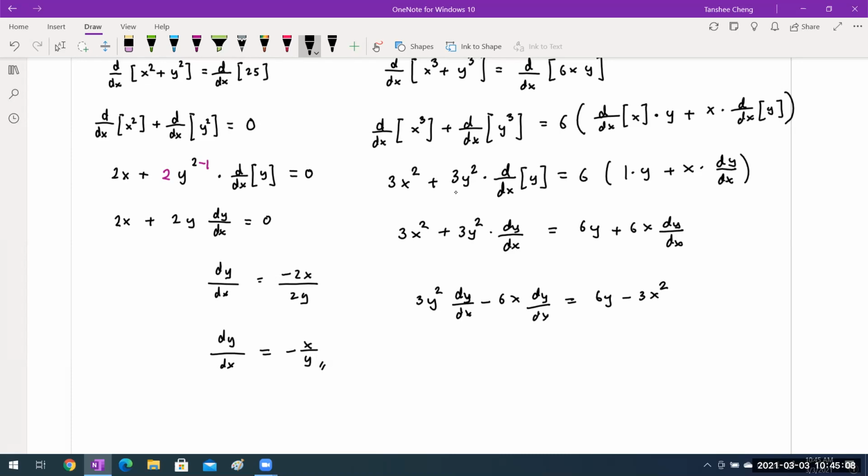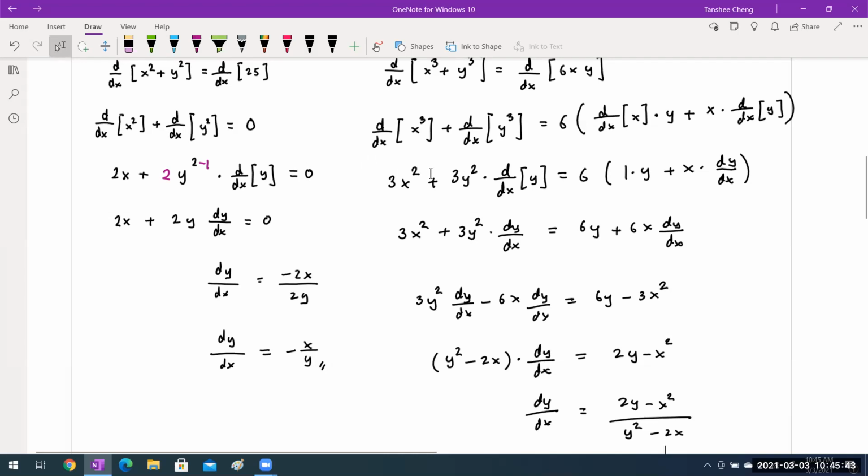Everything can be divided by 3. So I'm going to divide everything by 3 and also factor out dy/dx. So this will become y squared minus 2x times the derivative of y with respect to x, that is equal to 2y minus x squared. So therefore my dy/dx will become 2y minus x squared all over y squared minus 2x, and this will be my final answer.